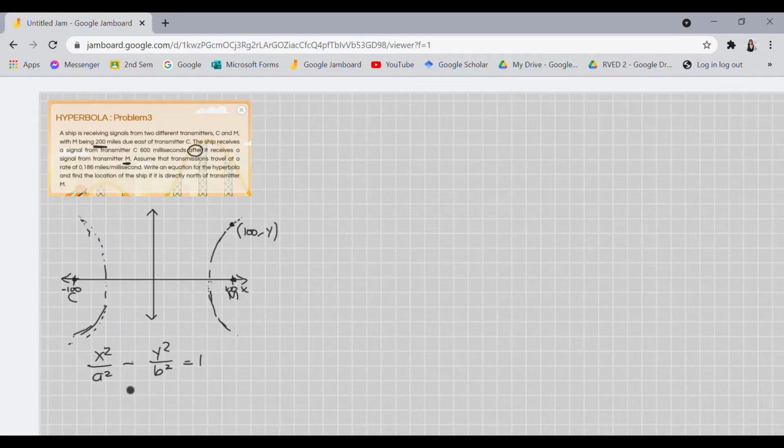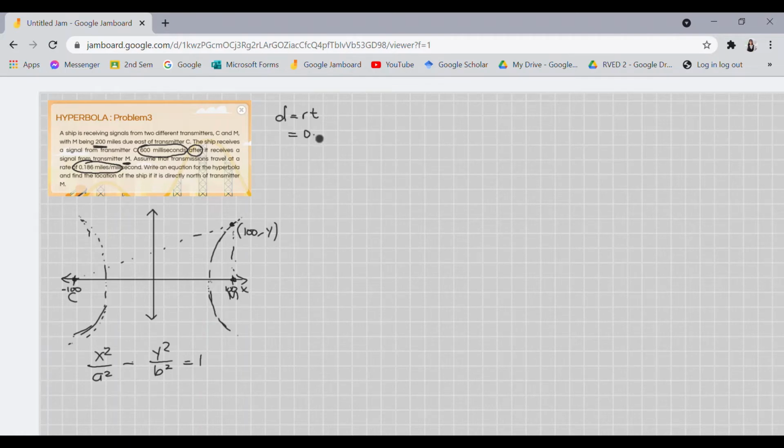Balik kayo dun sa relationship, 2a is actually equivalent to the distance dun sa ating mga signal. Okay? So, to get that, we have the formula d is equal to rate times time. Meron tayong binigay dyan na time, 600 milliseconds. So, we have a rate of 186,000.